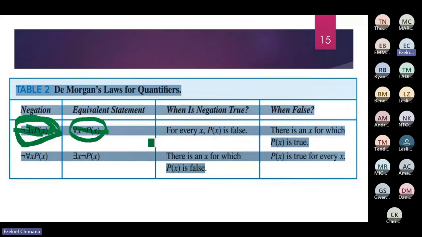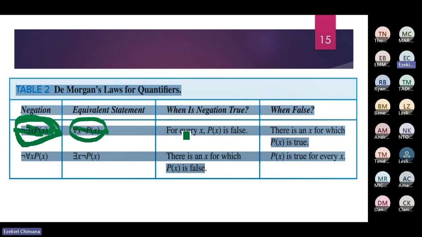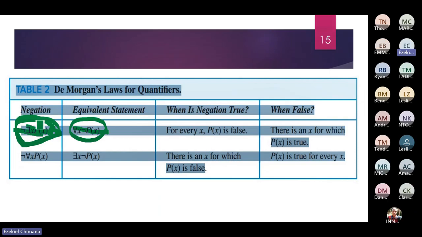That means for the universal quantifier, for all x, P(x) is true. For all or for every x in our domain, P(x) is what? Is false. Why? Because this one is what? Is true when we negate. Then when this one is false, we are saying there is an x for which P(x) is true. That's the explanation.